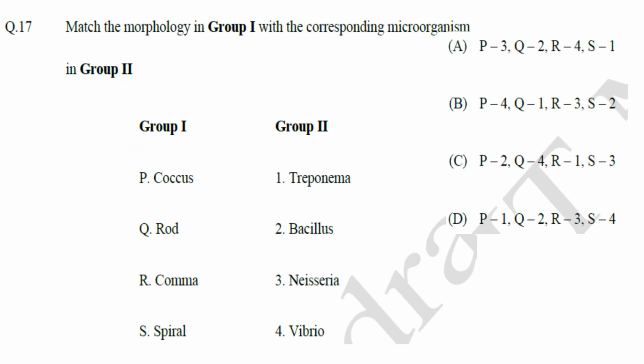Match the morphology in group 1 with the corresponding microorganism in group 2. Coccus, it is Neisseria, P3. P3 is there only in A. So that must be the answer. Then rod shaped are bacilli. Comma shaped are vibrios, R4, and spiral shaped are treponema, S1. So P3, Q2, R4, S1. That is correct.